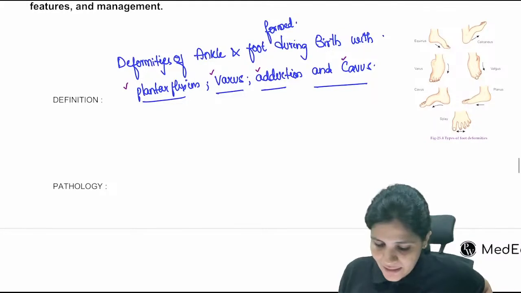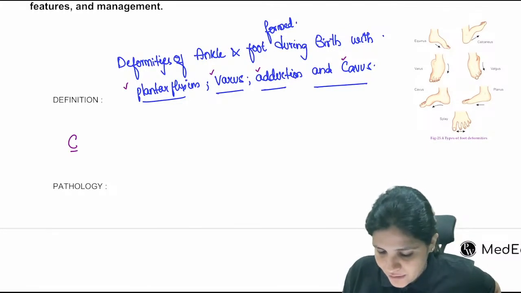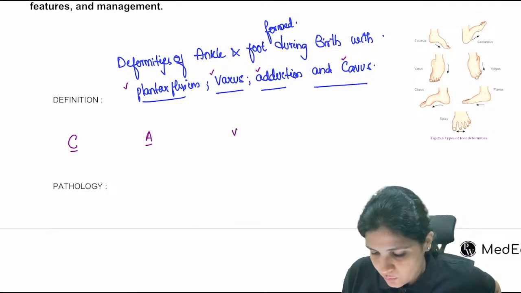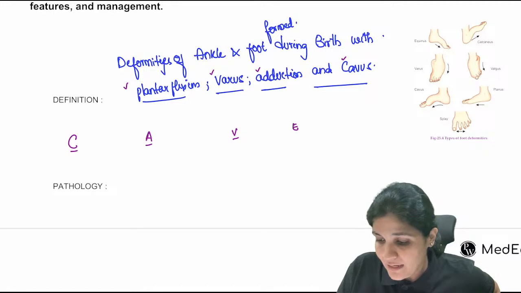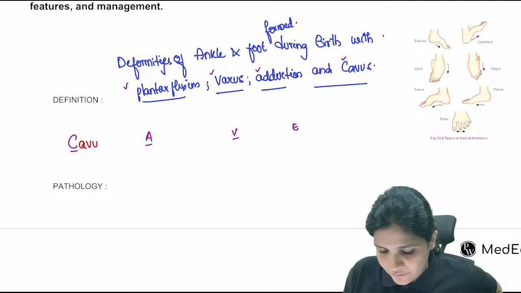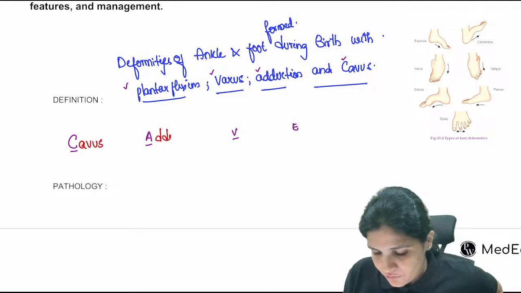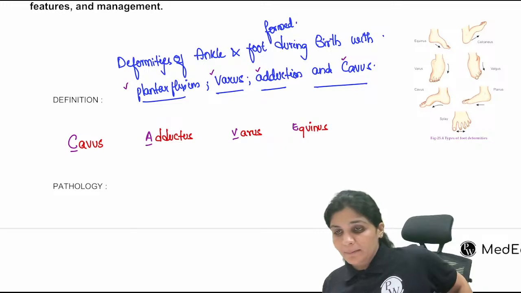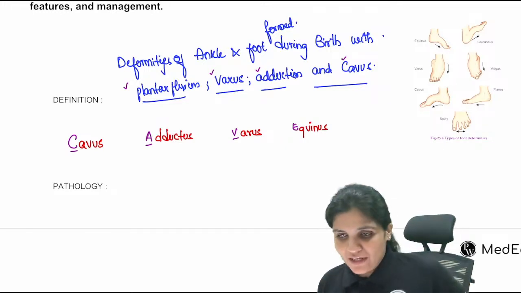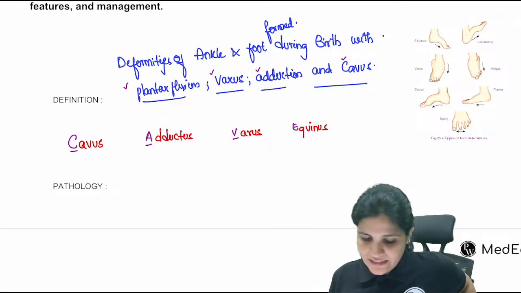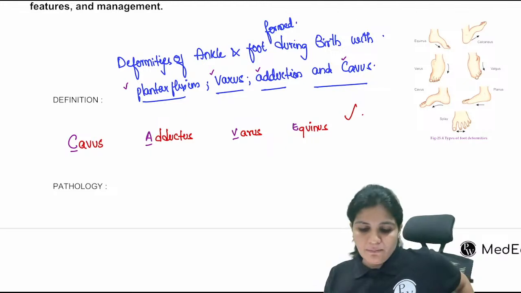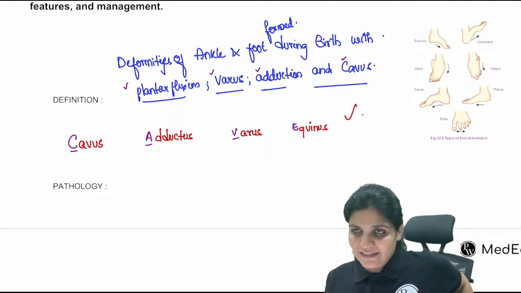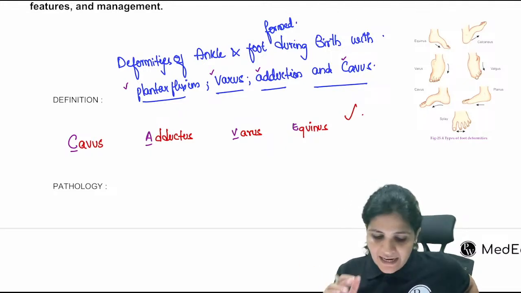How do you remember it? Just remember the mnemonic C, A, V, E. C for cavus, A for adductus, V for varus, E for equinus. So this is how you have to remember. These are the deformities. Yes, very good, Piyush. That is CAVE. So these are the deformities which you have to remember whenever you're writing CTEV. By that, we finish the definition.